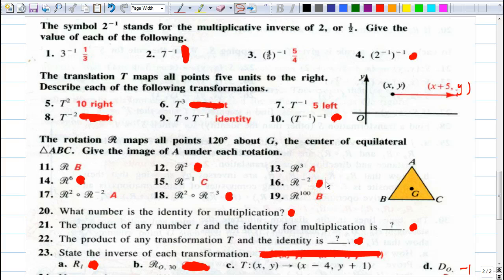Okay. All right. Let's look at number 21. The product of any number t and the identity for multiplication is what? What does identity give you when you multiply? You get back t, right? What about number 23? What is the inverse of a reflection R on line L? Yeah, the same one. What about for B? Rotation around O with 30 degrees will be negative 30 degrees. Easy enough? What about this translation? X plus 4y. And what about this dilation?